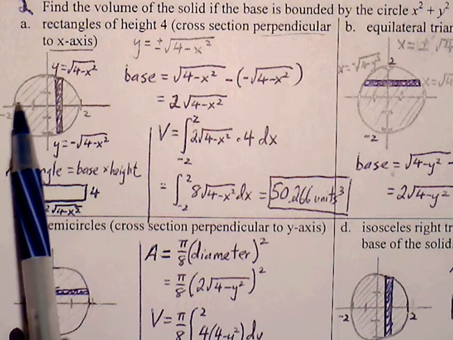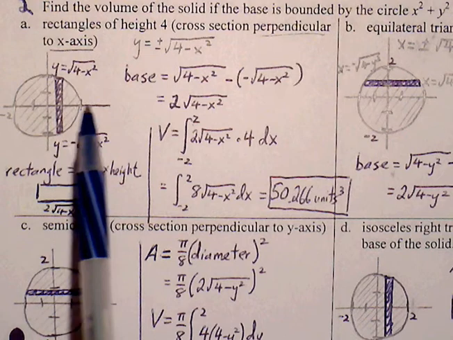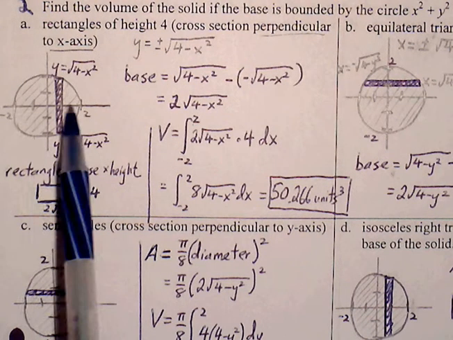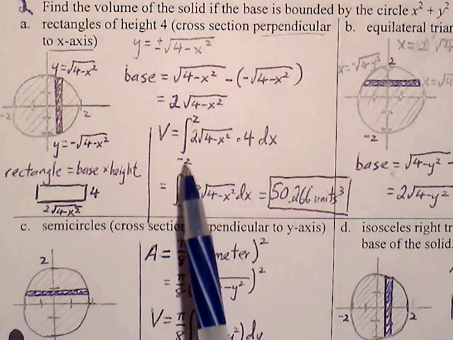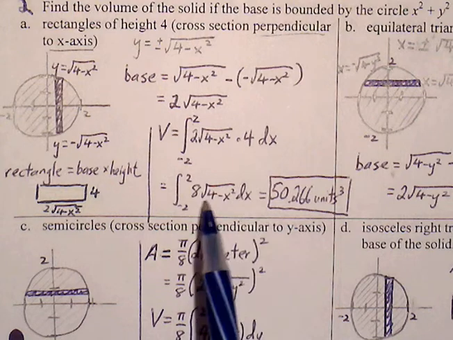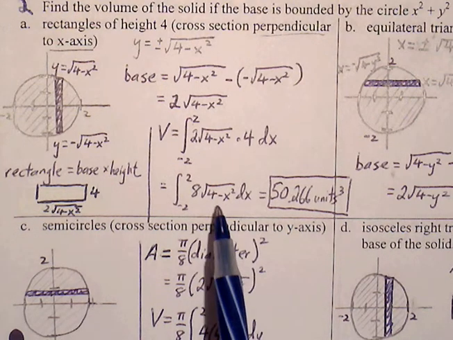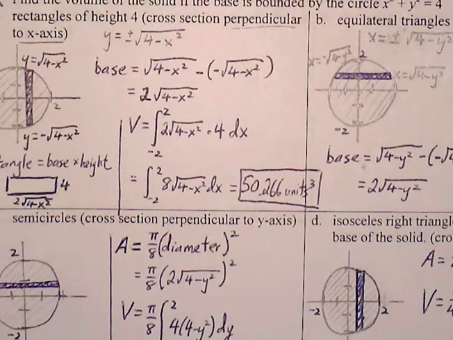You can tell by looking at the graph. You can also set the root 4 minus x squared equal to y equals 0, and if you do that, you can solve for x. You'll get -2 and 2 as well. So -2 to 2, we can combine this to be 8 root 4 minus x squared, and we plug this in our calculator. We're going to get 50.266 cubic units.